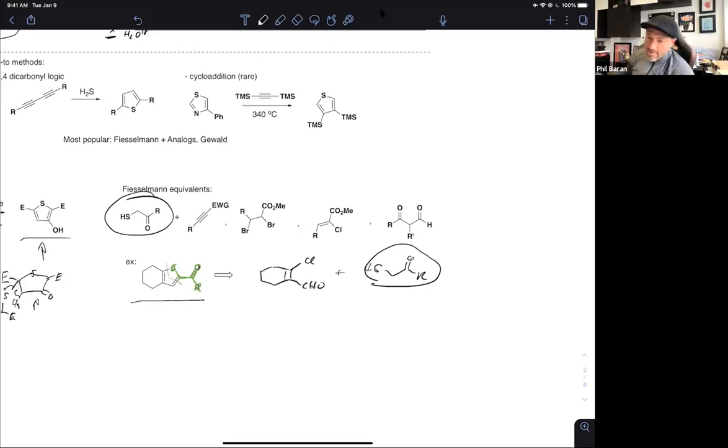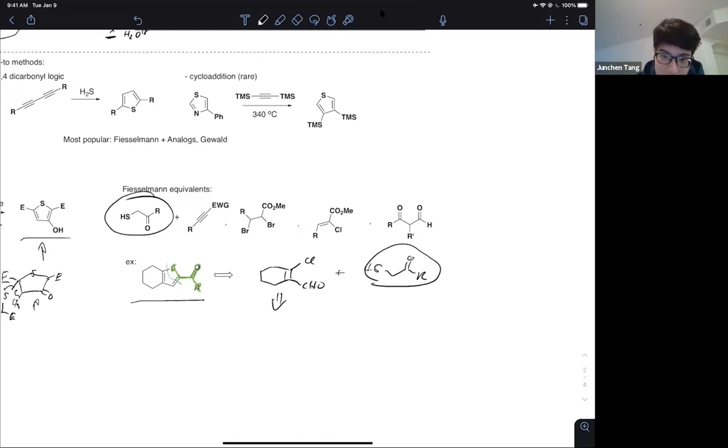Always look for that fragment. How do we make this thing? Anybody know? Just from the... treated with alpha beta unsaturated aldehyde treated with chloride and chlorine and pyridine. Anybody want to do that?